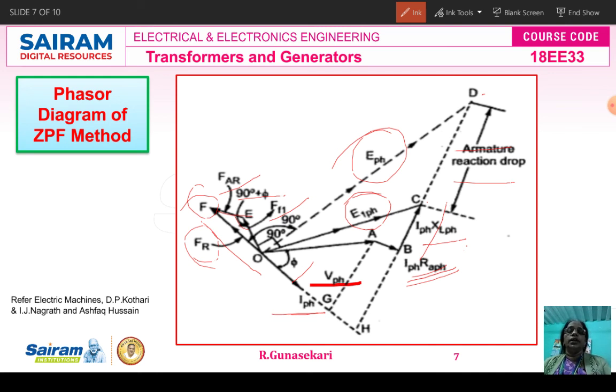Dear student, in this lecture video, you clearly understand the purpose of the zero power factor method, and what are the tests required to determine the voltage regulation, and how to conduct the open circuit test and the zero power factor test, and how to draw the open circuit characteristics and zero power factor characteristics, then the procedure for drawing the phasor diagram of the zero power factor method.